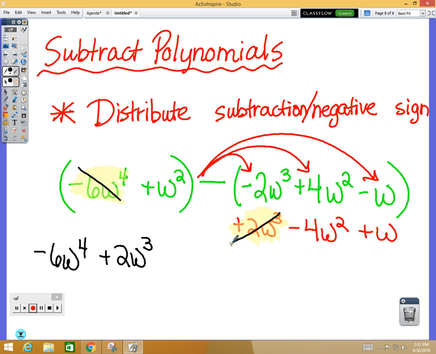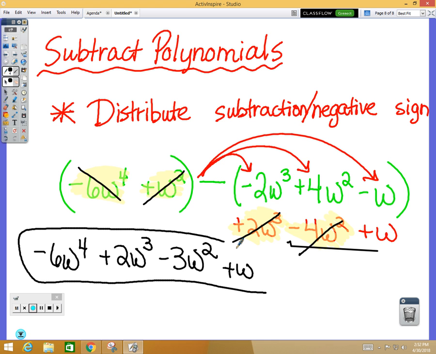What's next? W squared minus 4w squared. Those get combined. Plus 1 minus 4 gives me negative 3w squared. Those are gone. Whoa. And plus w, and you're done. Questions?